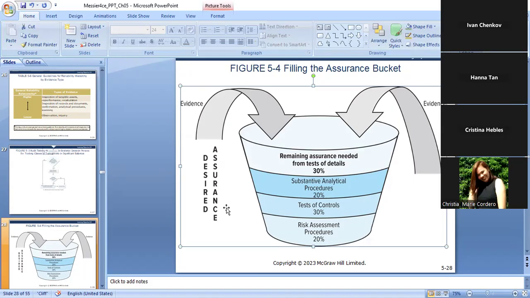So, what will that be? Remaining assurance. First we're going to start with the risk assessment procedures. Then we're going to test the control. Then if we're not satisfied, we're going to go with the substantive analytical procedures. And the rest will be the remaining assurance needed to test some details. That's how we're getting all the way to the 100%.